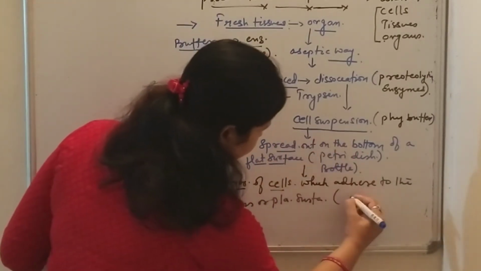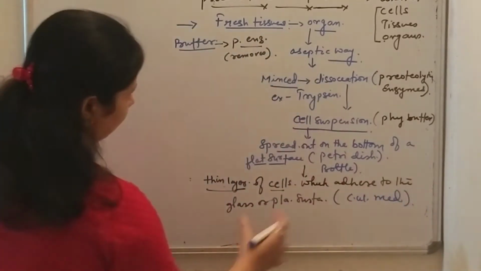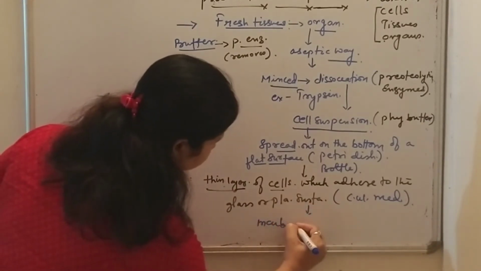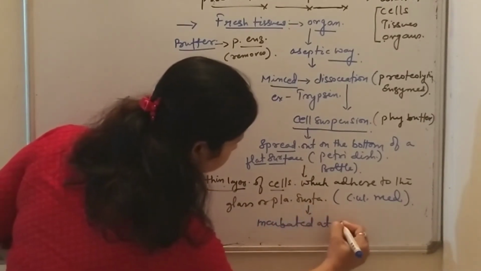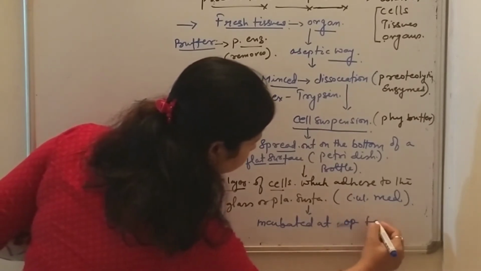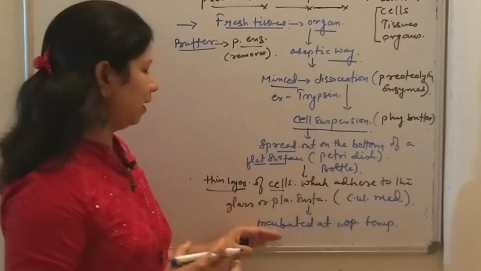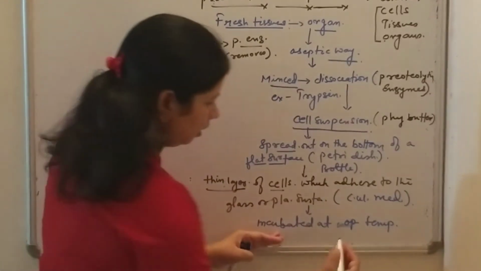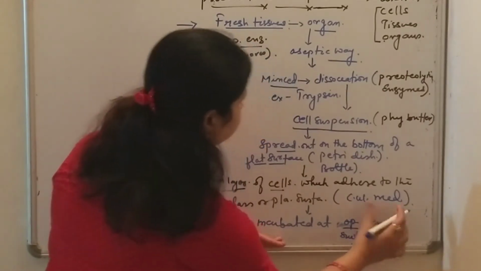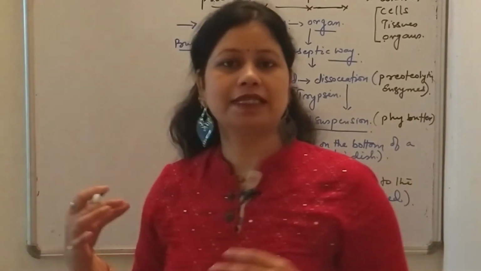It is overlaid with a suitable culture medium, and after that it is incubated at optimum or suitable temperature. So in this way the primary cell culture is achieved.